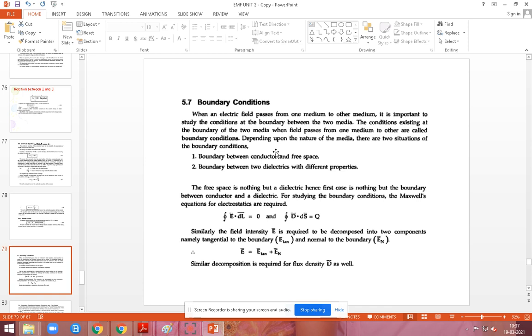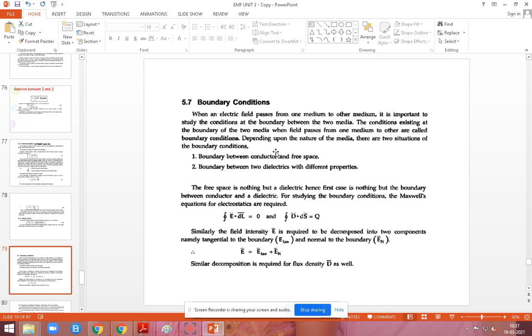Here there are two situations to be learned: the boundary between conductor and free space, that is, how the movement of charge behaves when going from a conducting material to free space, and the boundary between two dielectrics with different properties. You use two dielectric materials, both different. A dielectric is nothing but a non-conducting material. One could be rubber and the other could be wood, so going from rubber to wood, like this.